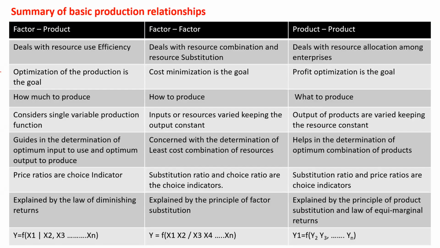So we will see the summary of basic product relationship. We have factor product, and factor and product relationship. So in factor product we deal with the resource use efficiency.